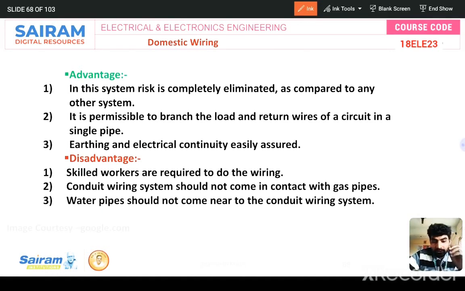Concealed conduit wiring also has disadvantages. It should not touch moisture, and it should not be near gas pipes, and water pipes should not be near the conduit wiring system. Skilled workers are needed for the wiring system. Okay.